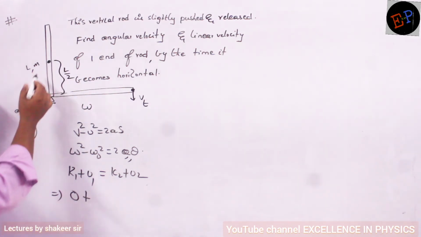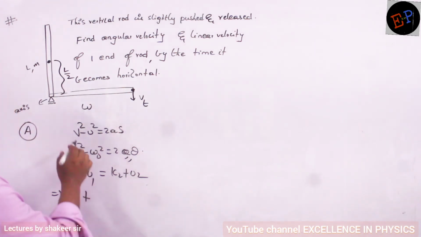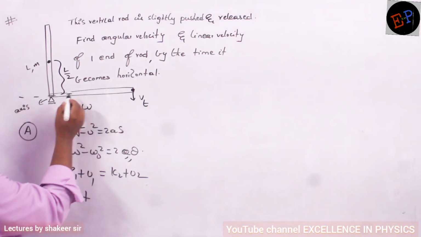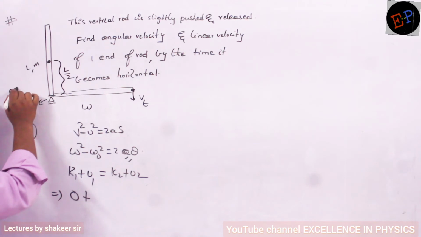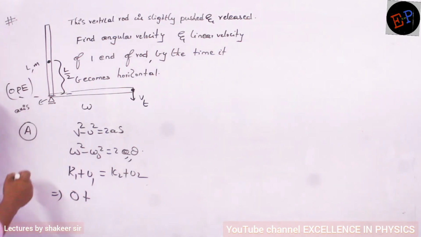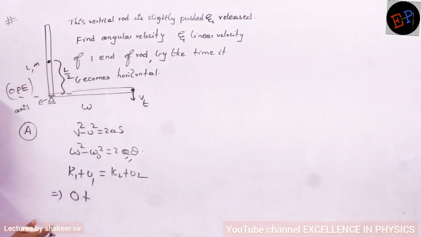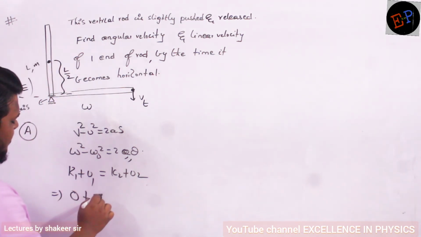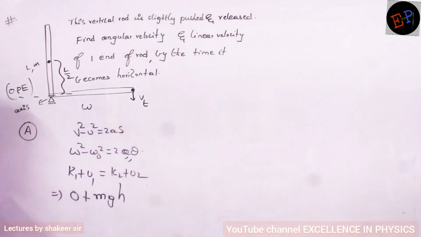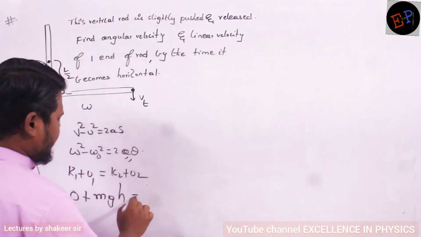So therefore, what is its initial potential energy? Let us take the ground as the reference. I am taking this to be the zero potential energy reference. So when compared to here, what is the potential energy of the rod? Plus mgh. It is above the reference. Plus mgh.